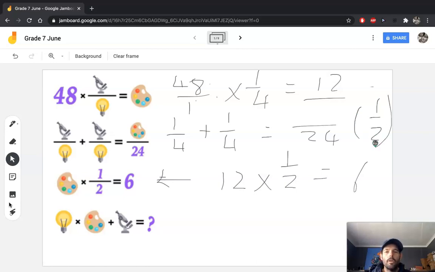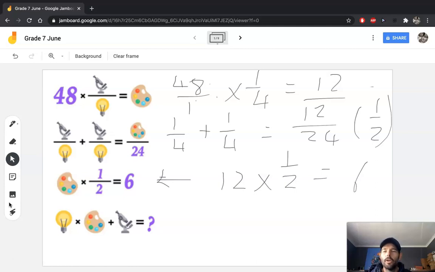Okay, and we know that the palette of paint is equal to 12. So what does 12 over 24 equal to? It is also equal to a half. So it's an equivalent fraction of a half. So I know that that equation must be correct. So a quarter plus a quarter is equal to 12 over 24 because 12 over 24 is equal to a half.